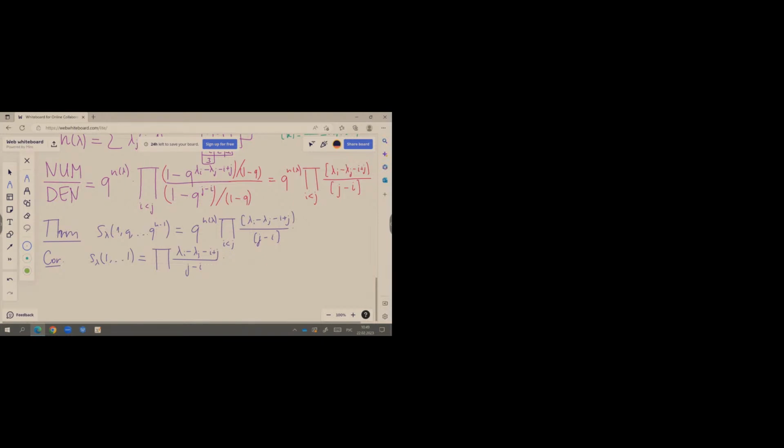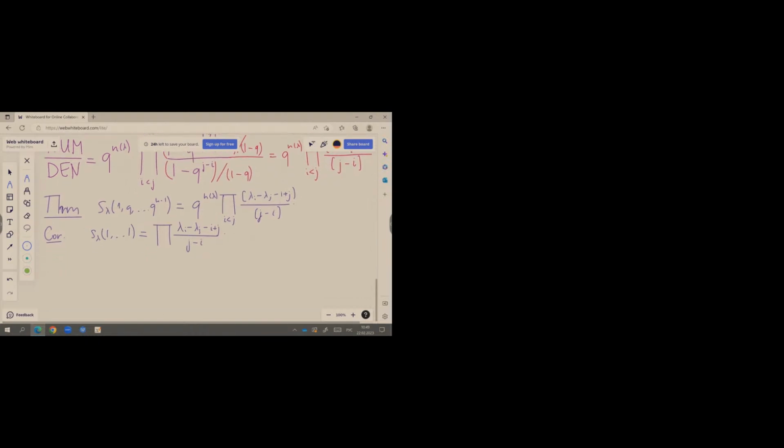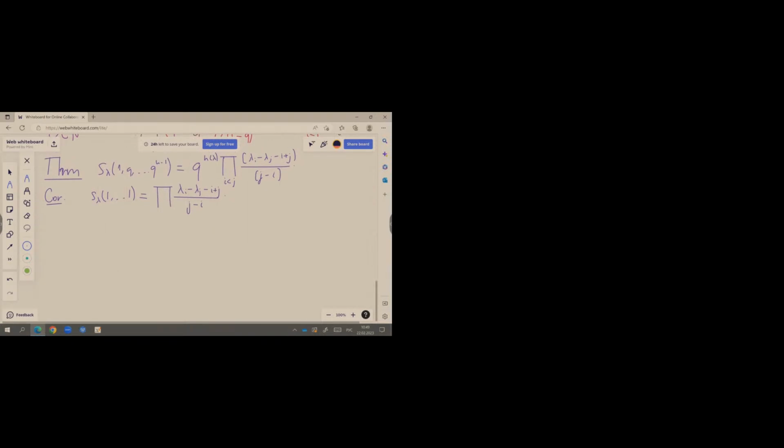Last time we introduced the notion of hooks, so let me recall it now. If I have a Young diagram, and I have some box x, I can take the set of boxes to the right of it and below it. This is the hook, and h of x is the hook length. So in this case, h of x is 5.